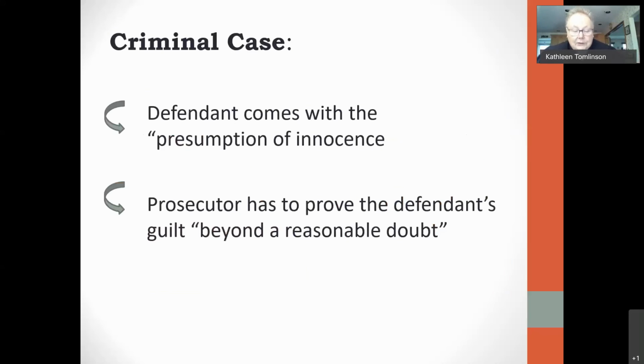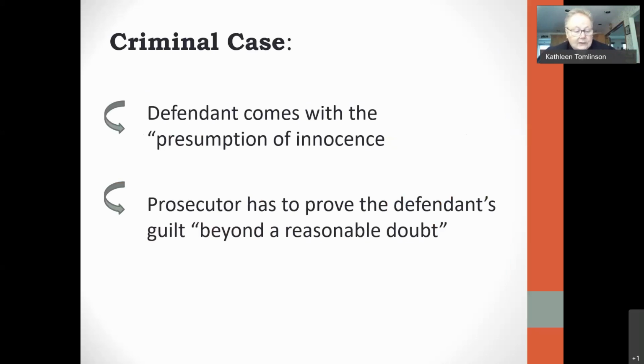In a criminal case, keep in mind the defendant comes with a presumption of innocence. We talk about that presumption of innocence in so many ways. There, the government, the prosecutor, has to prove the defendant's guilt beyond a reasonable doubt. Beyond a reasonable doubt. That's a very high standard.